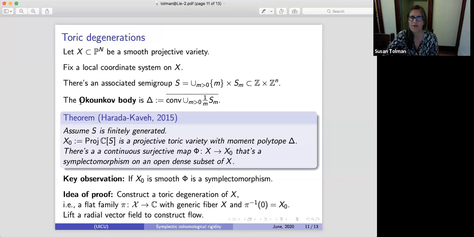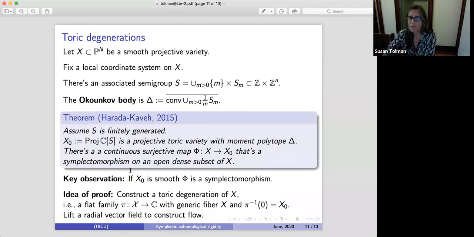Once I've done this, I can define an Okounkov body. I take my semigroup S_m, divide it by m, take the union over all of those, take the convex hull, and take the closure. Then I have a theorem by Harada and Kaveh: assume that this semigroup S is finitely generated. The first fact is that if I let X_0 be Proj of C[S], this is a projective toric variety with moment polytope Delta. Of course it's not generally smooth and may not be normal, but it's a projective toric variety. And there's a continuous surjective map phi from X to X_0 that's a symplectomorphism on an open dense subset of X. In the previous talks, they usually talked about getting a set of completely integrable functions on X. In that case, they're just pulling back the moment map from X_0, which gives you functions on X.